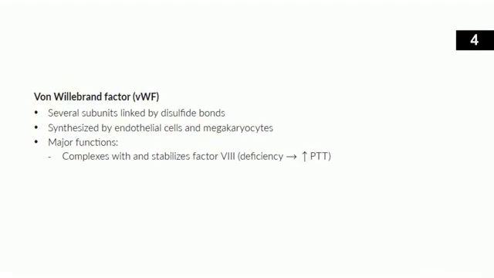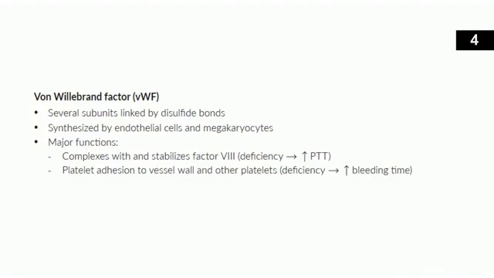And the other major function of von Willebrand factor is that it's involved in platelet adhesion to the vessel wall and also adhesion to other platelets. This means that deficiency in von Willebrand factor will also lead to an increase in bleeding time. Remember, bleeding time is a measure of platelet function, where you cut the skin and you see how long it takes for the bleeding to stop. Now, since the platelet plug is what stops the bleeding initially, the bleeding time is a test of platelet function. So bleeding time will be prolonged in anything that impairs platelet function.